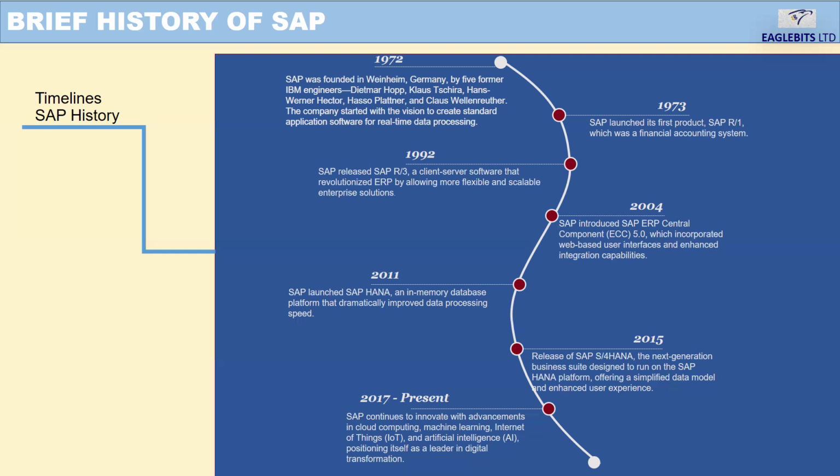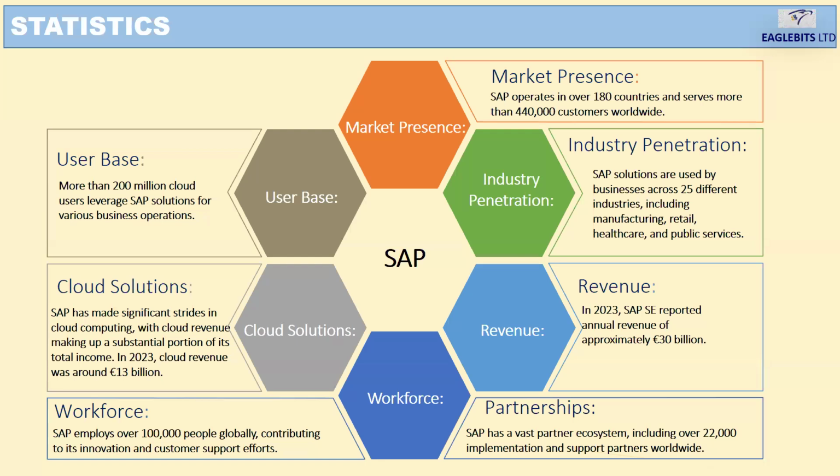From 2017 to present, SAP continues to innovate with advancements in cloud computing, machine learning, Internet of Things, artificial intelligence, and of course, it has positioned itself as a leader when it comes to digital transformation and the ERP market in general. So that's just a brief history of SAP as a software.